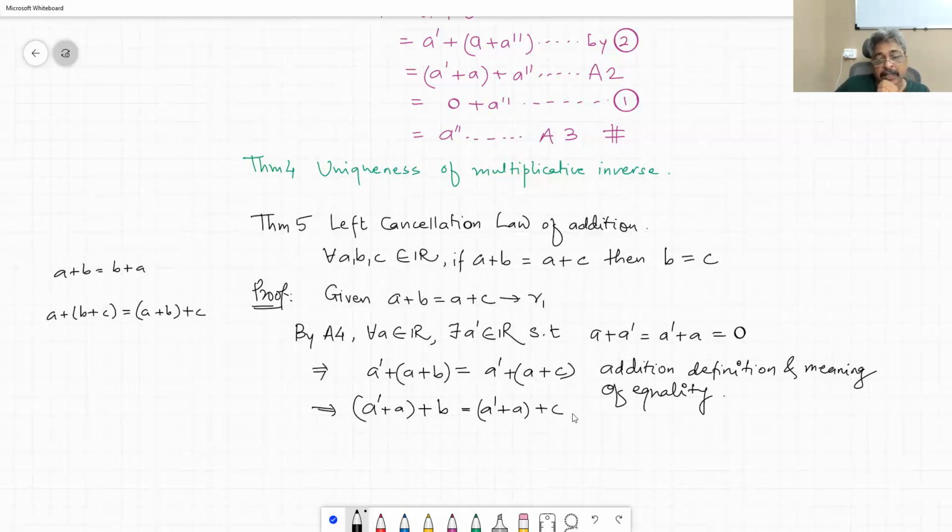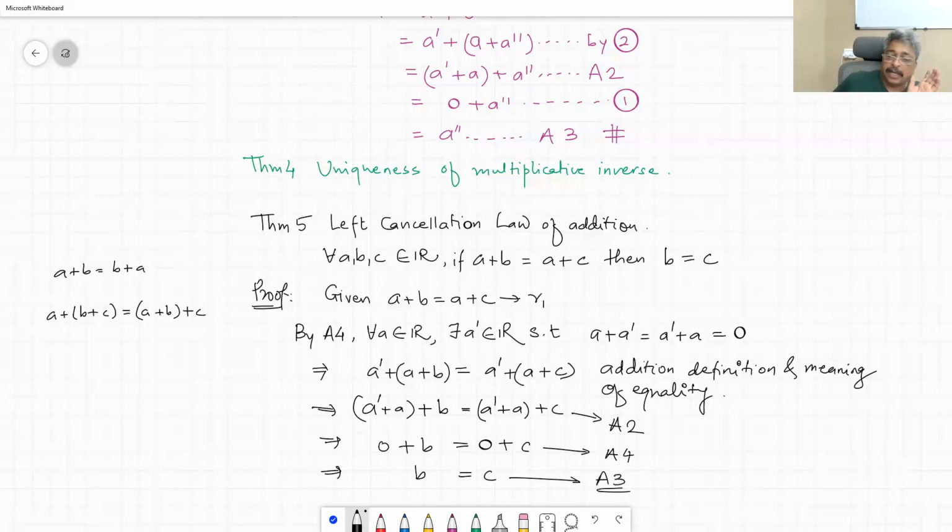Now this is your A2. Then 0 plus B is equal to 0 plus C. This is by A4. This is therefore B is equal to C by A3. And the proof is done. Okay, good. We could complete 5 theorems because of your enthusiasm.